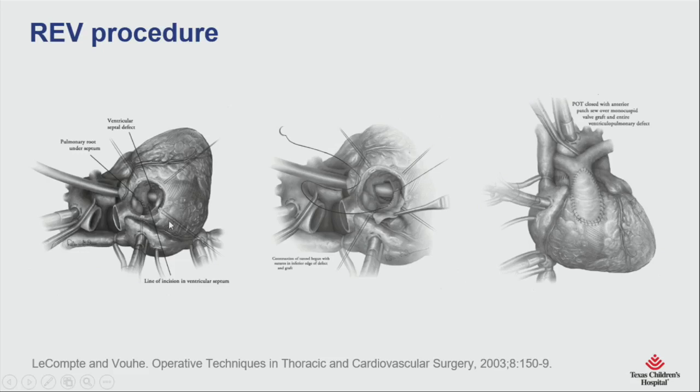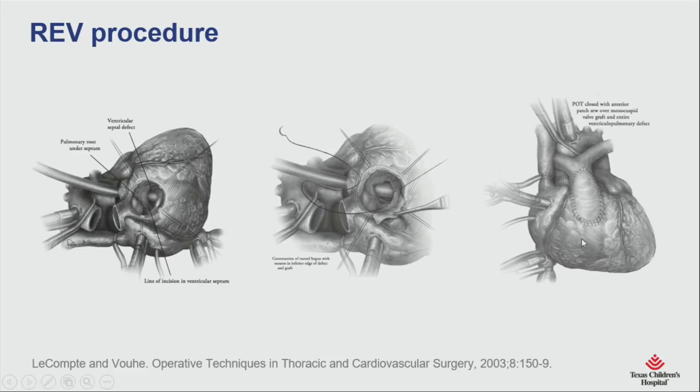The REV procedure is a little bit of a different procedure, although similar to the Rastelli. And what you do is, here you're actually seeing through a ventriculotomy. And the key portion of the REV procedure is actually a resection of this portion here. So whereas in the Rastelli operation you're just creating the baffle from the VSD all the way around the conus into the aorta, here in the REV, you do an intracardiac excision of the conus to make a little bit of a straighter shot between the left ventricle and the aorta.